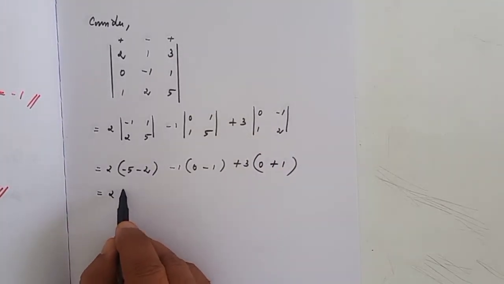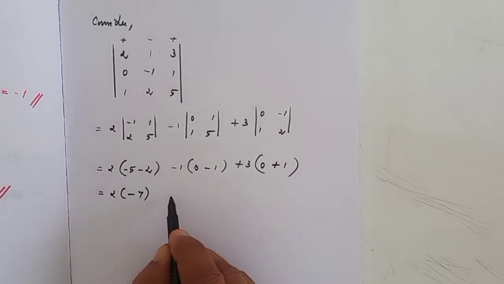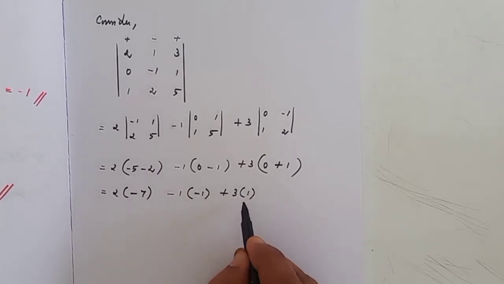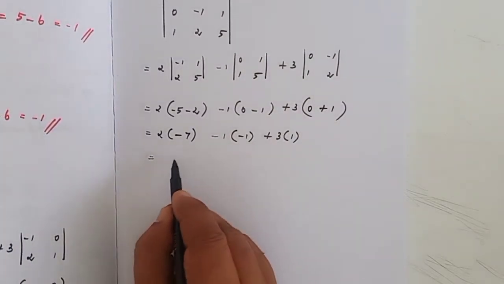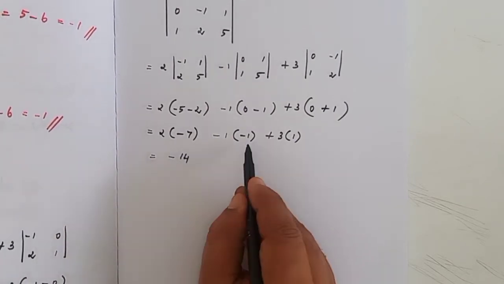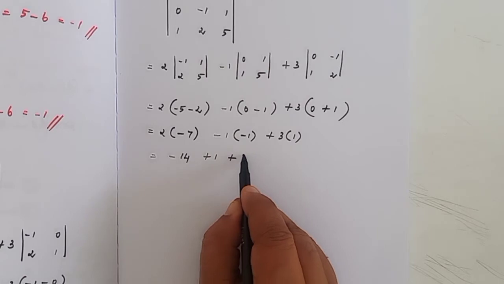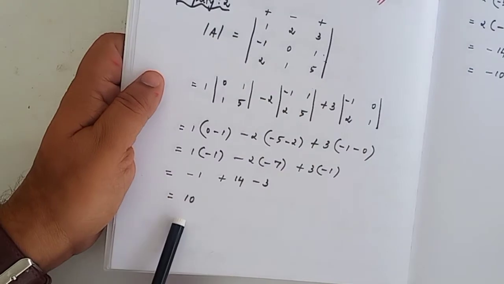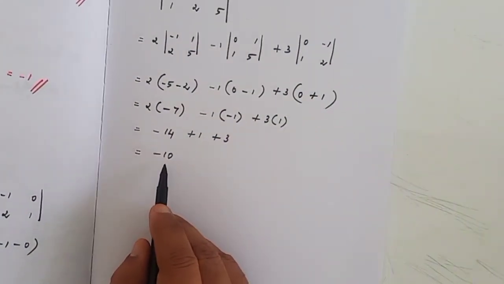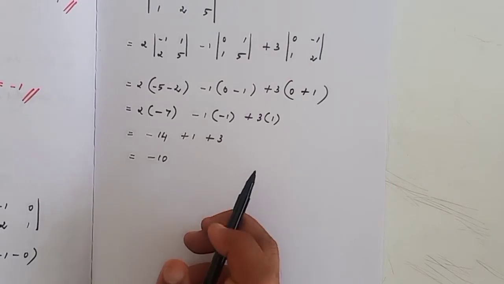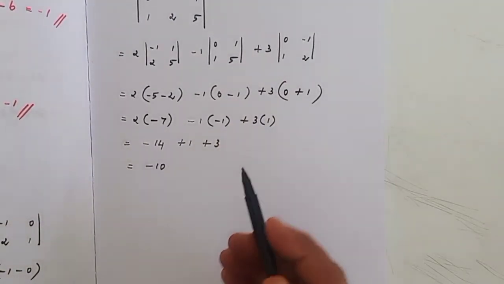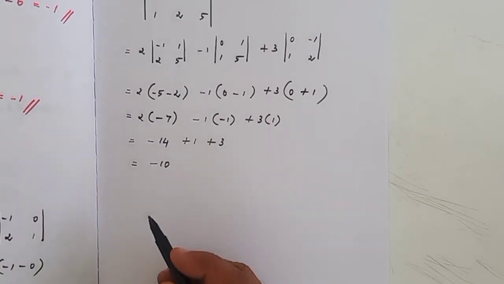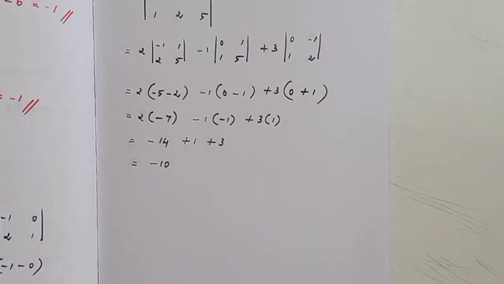That is equal to 2 into minus 5 minus 2, that is minus 7, minus 1 into 0 minus 1 is minus 1, plus 3 into 0 plus 1 is 1. That is equal to 2 into minus 7 is minus 14, minus 1 into minus 1, that is plus 1, plus 3. Look at that, finally you are getting minus 10. Previously we got plus 10, now we have got minus 10. So that is property number 2. If we interchange any 2 rows or any 2 columns, the value of the determinant changes only by sign. Okay, property number 2 is over.